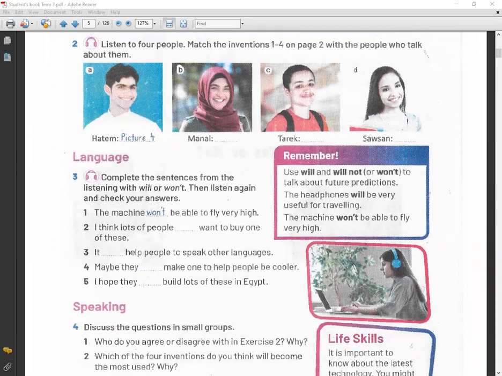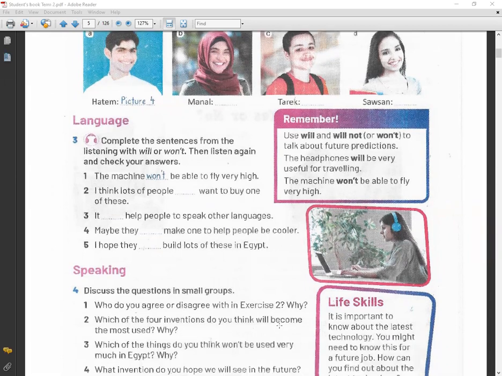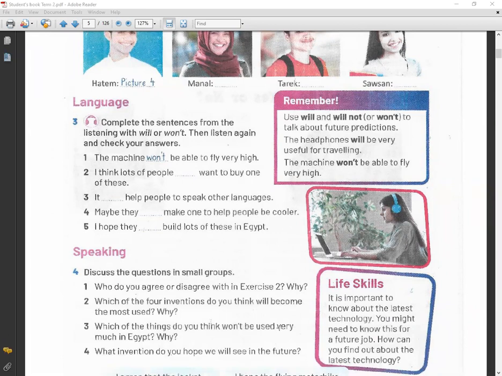In the speaking exercise, we need to discuss the questions in small groups. Who do you agree or disagree with in exercise 2 and why? Which of the 4 inventions do you think will become the most used and why? In the life skill of today, it's important to know about the latest technology. You might need to know this for a future job. How can you find out about the latest technology?